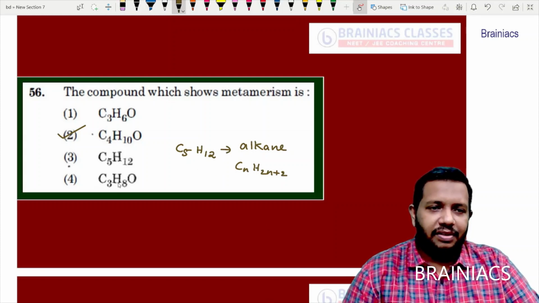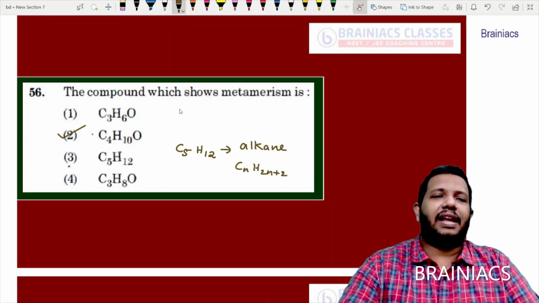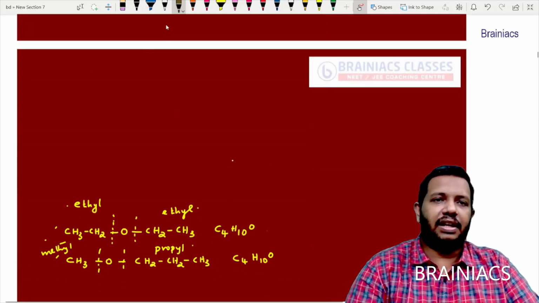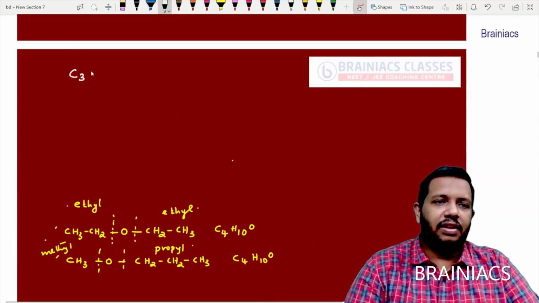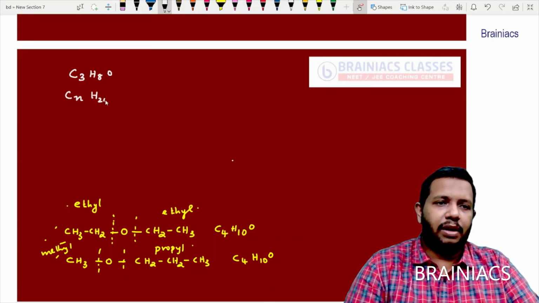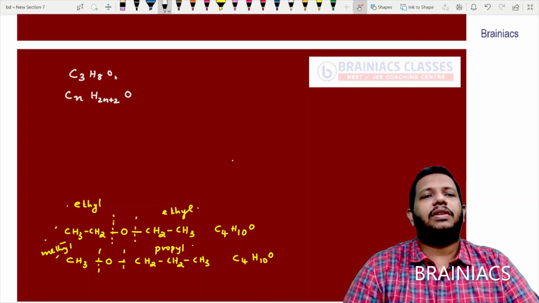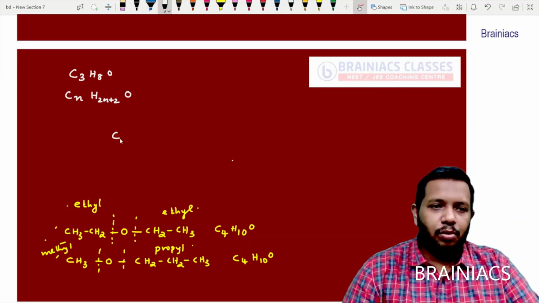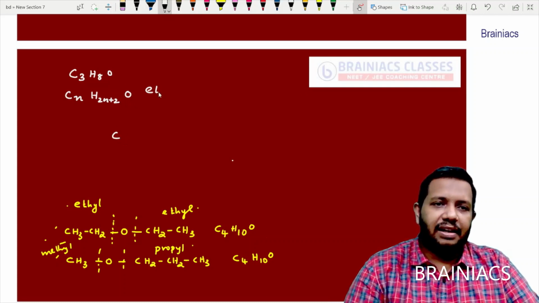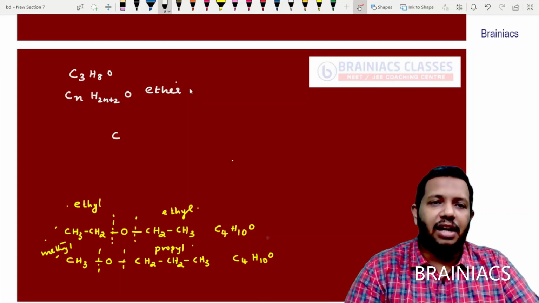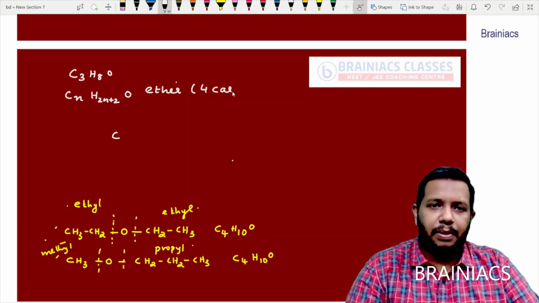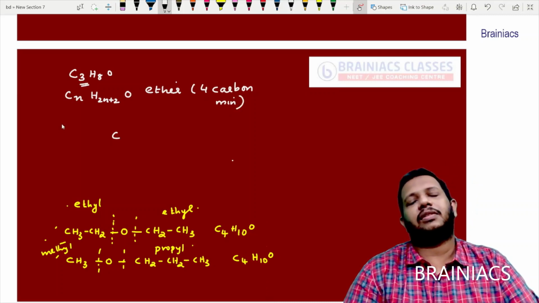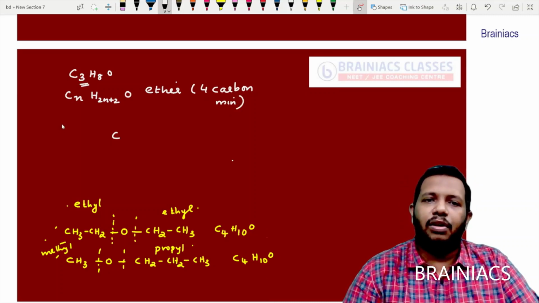So next one you can see C3H8O. So let's analyze C3H8O. If I look at it, I could understand this is CnH2n plus 2 into O, so this is an ether. I don't even want to write this because I know for an ether to exhibit metamerism, minimum how many carbon atoms are required? 4 carbon atoms are minimum required. But here, only 3 carbon atoms are there. So from that itself, I could understand this compound will not exhibit metamerism.